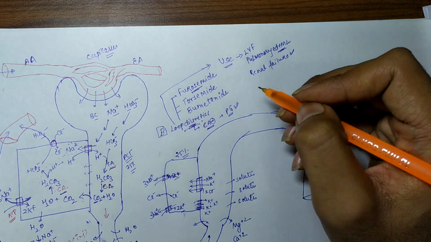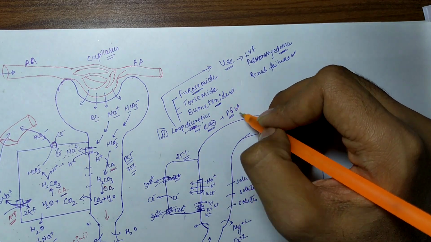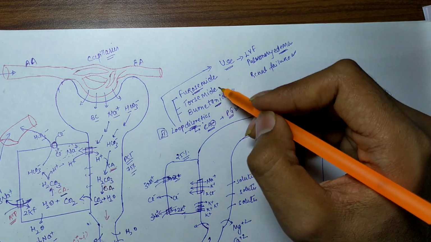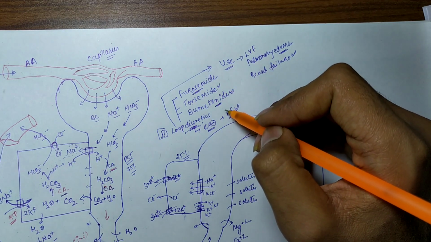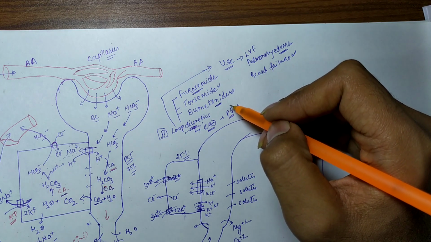Now come to know about the most potent: bumetanide. Bumetanide is the most potent loop diuretic. And if we ask about the longest acting, torsemide is the longest acting loop diuretic. This is what we learn about loop diuretics.